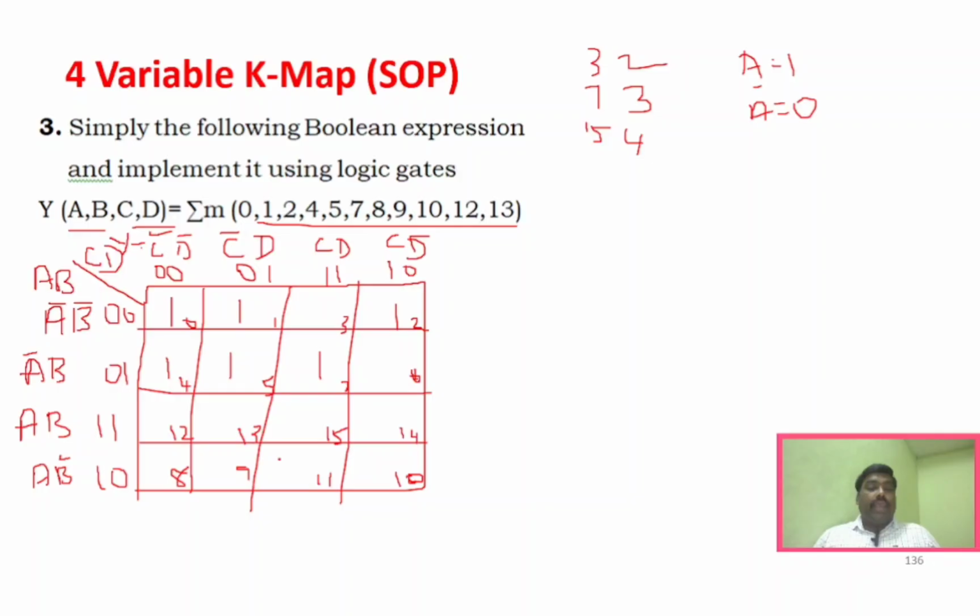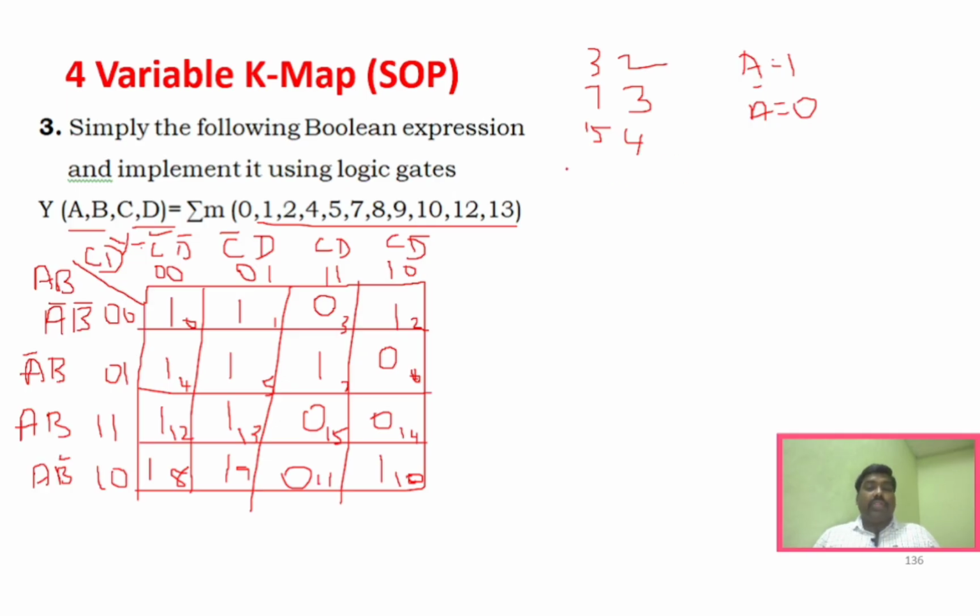Right? And what is the first step you have to do here for solving the problem? You have to put 1 for all these positions, right? So it is 0 given, 1 given, 2 given, 4, 5 given, 7, and then 8, 9, 10, 12, and 13. Right? So now the remaining terms will be 0, right? Now you have to write the expression.